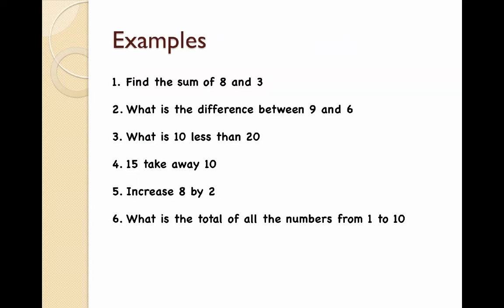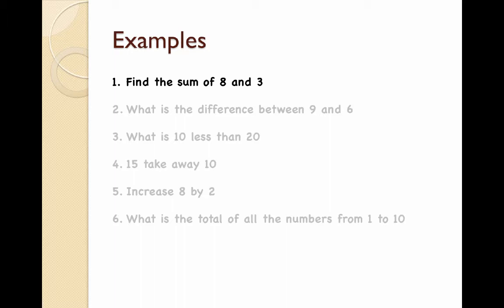Okay, here are 6 examples that we're going to get down, but let's go through them first. The first one says, find the sum of 8 and 3. The key word here is sum, which means plus. So to shorten this sentence, I could just write it as 8 plus 3, which I know is 11. So identifying that the word sum means plus makes it easier to work out the answer.